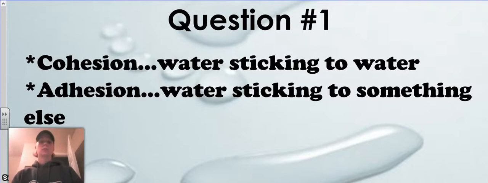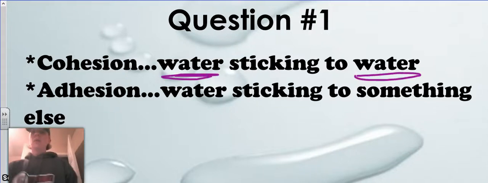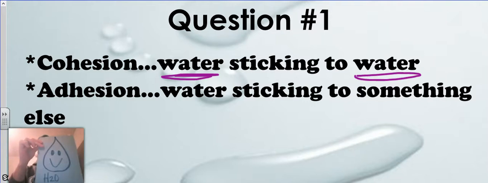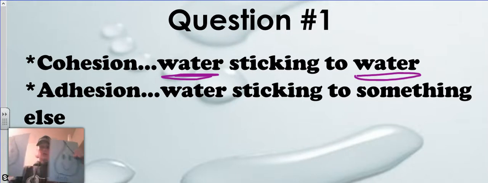Question number 1 is going to be a couple slides long, but it's actually going through the different water properties. So let's start with cohesion, okay? So we know cohesion is water sticking to water, okay? And I'm going to step out of the camera for 1 second, but I want you to imagine Mr. Water Droplet, smiley face right here. And there's a second water droplet, and they're attracted to each other. Okay, so water sticking to water, cohesion.